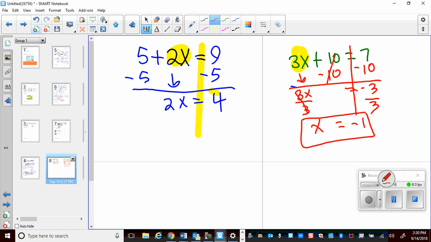Let's look at the next one. What's the opposite of subtraction? Addition. Write a plus sign. What's the opposite of division? Multiplication. Put a dot or write mult. Now, look at your first problem. Go ahead and rewrite it.